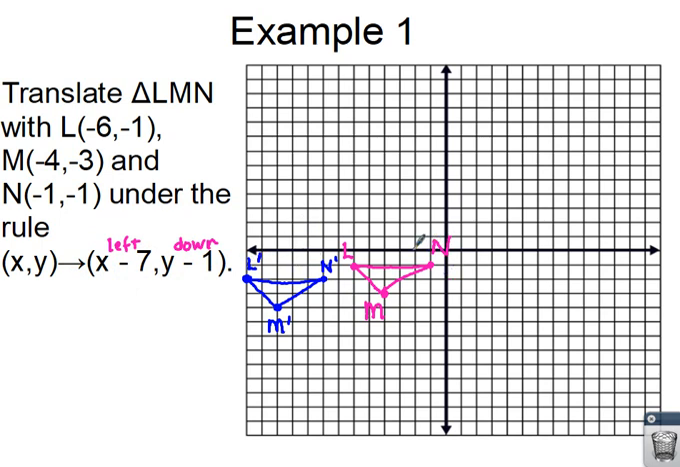And we want to put our final coordinates. So L is at negative 13, negative 2. N is at negative 8, negative 2. And then M is at negative 11, negative 4. Okay? Just a quick little review.